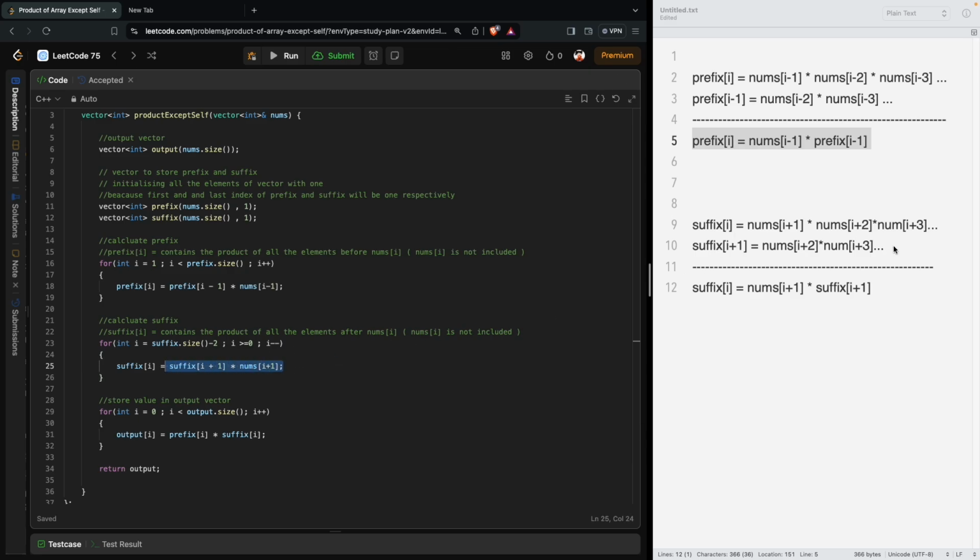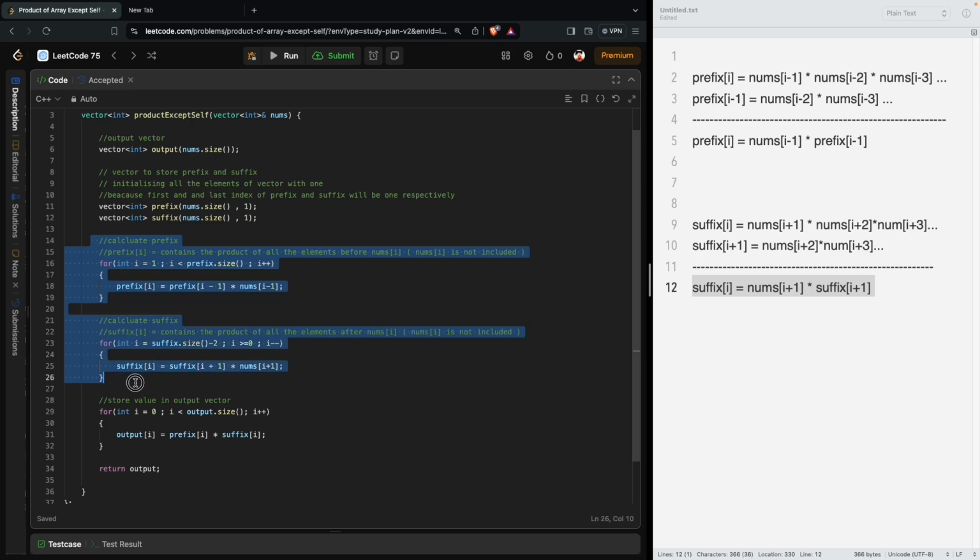We can simply look at the right hand side. Suffix of i means it will store the product of all the elements after nums of i. So after nums of i, we will have nums of i plus 1, i plus 2, i plus 3 and so on. Similarly, suffix of i plus 1 will contain the product of all the elements except nums of i plus 1, so the product of nums of i plus 2, i plus 3 and so on. If you see this part and this part, both are the same. So we can replace this part with suffix of i plus 1. So we get this formula, right? This is how we have written it over here.